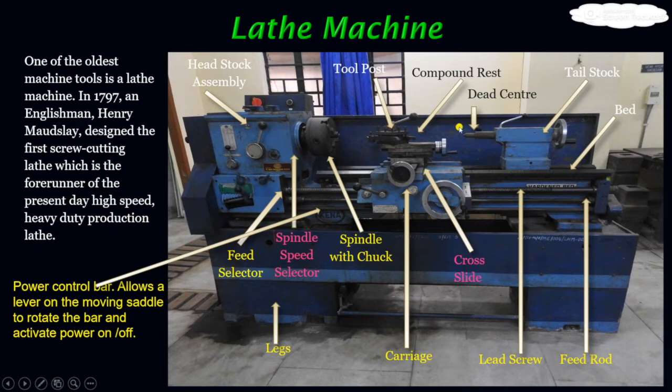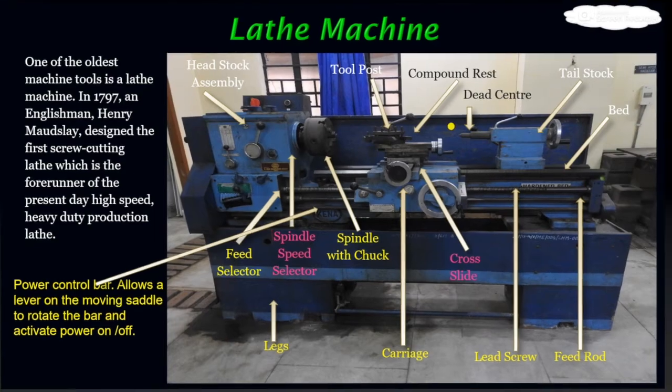At this end of the tailstock, this point is called the dead center, because this center is not rotating, unlike this center, and the cylindrical job is placed with its axis along this center to this center. This is called the bed. Now in detail we will see these beds and other components.